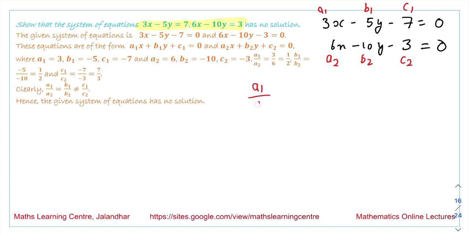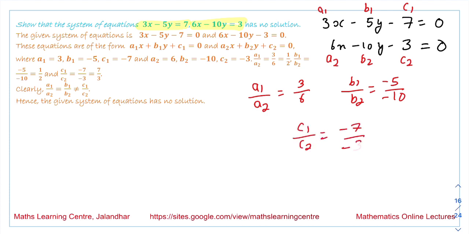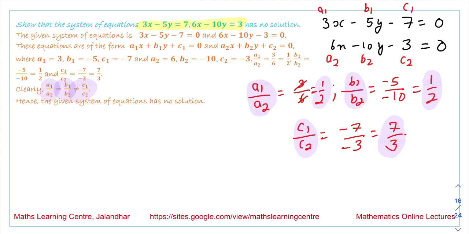So what we get is a1/a2 equal to 3/6, b1/b2 equal to -5/-10, and c1/c2 equal to -7/-3. So this value is 1/2, this value is 1/2, and this value is 7/3. We are saying a1/a2 is 1/2, b1/b2 is 1/2, and c1/c2 is 7/3. So a1/a2 is equal to b1/b2 is not equal to c1/c2. So this system of equations has no solution.